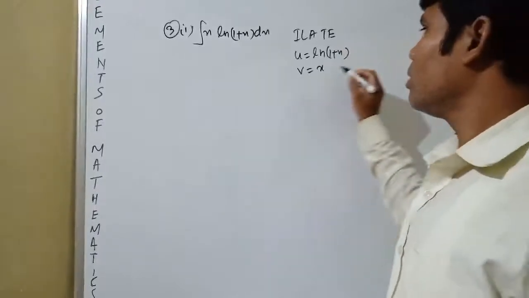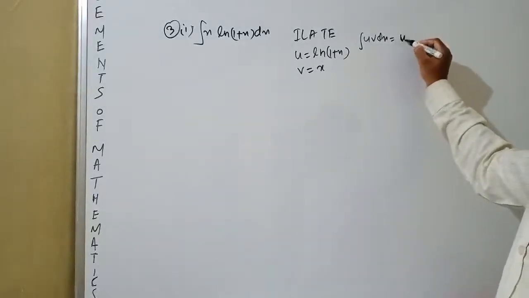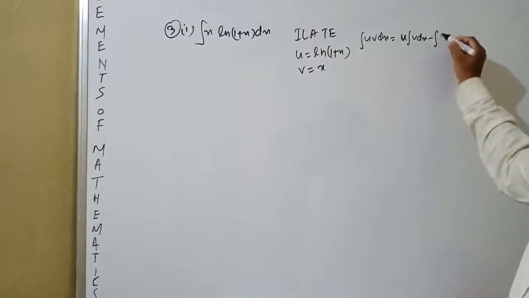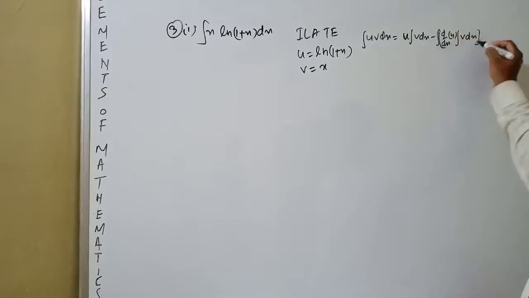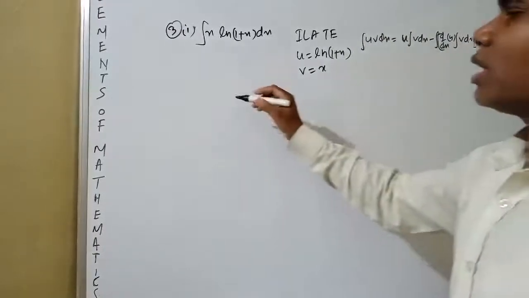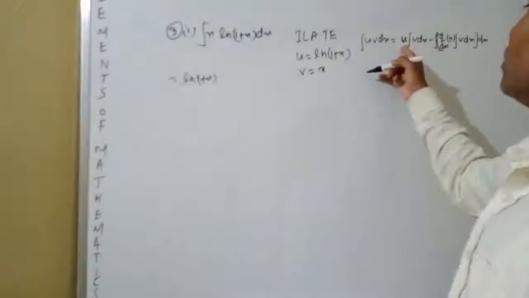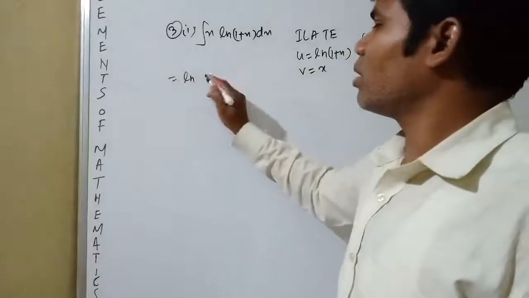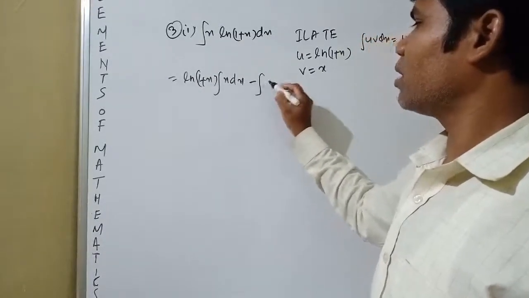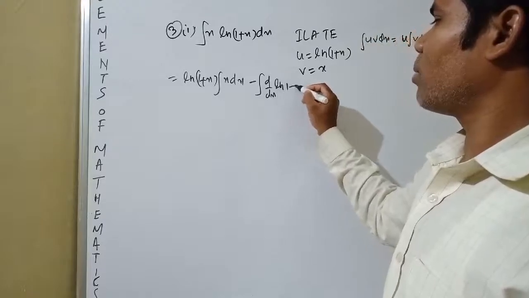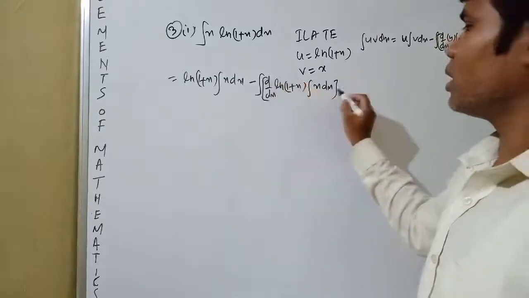Integration of uv dx is equal to u into integration of v dx, minus integration of the derivative of u times integration of v dx, total integration. This formula can be used here. So it is equal to ln(1 plus x), where u is equal to ln(1 plus x), times integration of x dx, minus integration of the derivative of ln(1 plus x) times integration of x dx, total integration dx.